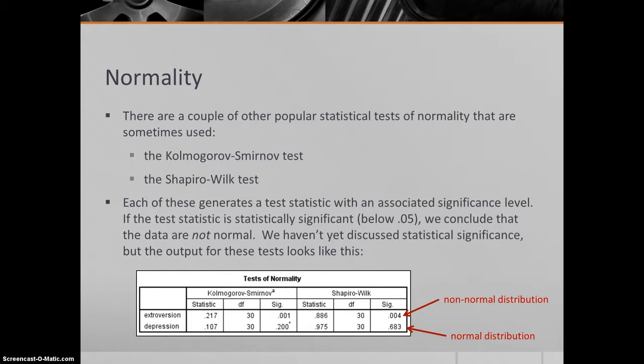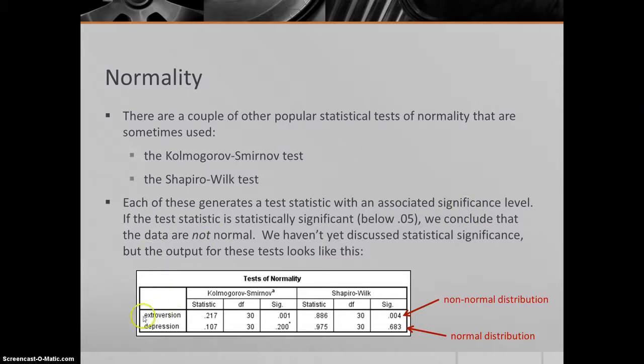A lot of them are very subjective. And so now we've looked at some more objective approaches, looking at some of these statistics. Here, there's a couple other popular tests that are sometimes used, the Kolmogorov-Smirnov test and the Shapiro-Wilk test. And you can run these with SPSS, it's fairly straightforward, and it generates a table that looks like this.